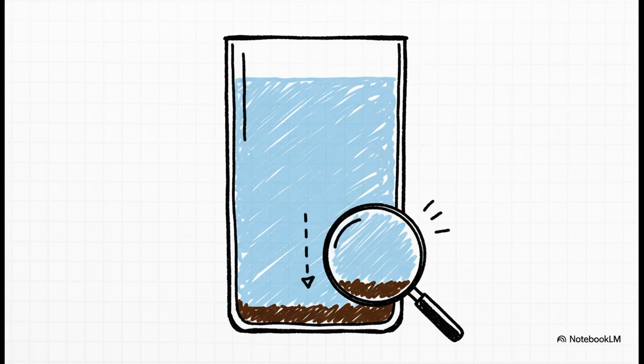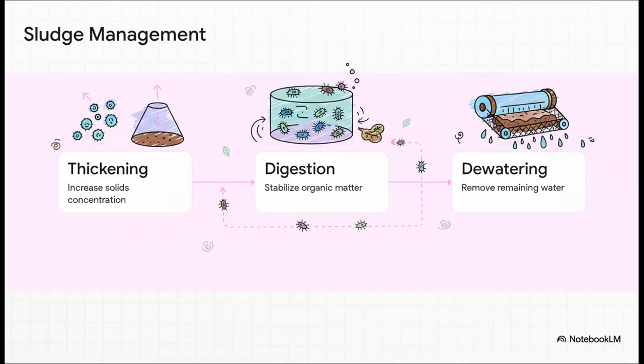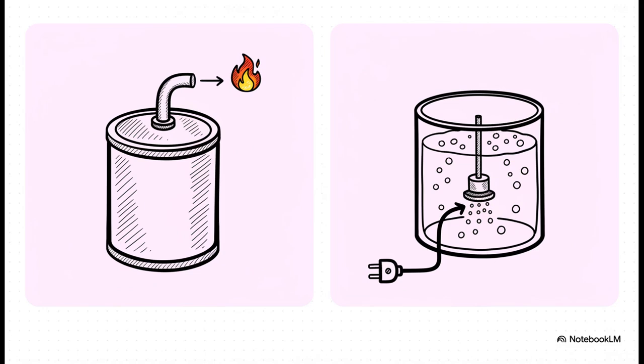So the biggest, most expensive challenge in sludge management isn't treating the solids, it's getting rid of the enormous volume of water to turn it into something we can actually handle. And this process is another multi-stage journey. First, we thicken it to get some of the free water out. Then, we send it to digestion to stabilize it. And finally, we dewater it, using machines like centrifuges or even old-school sand beds to squeeze out that last bit of water. And during that digestion step, we have another big biological choice to make.